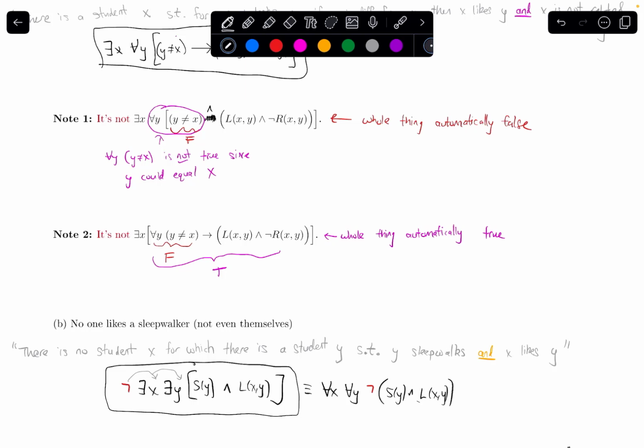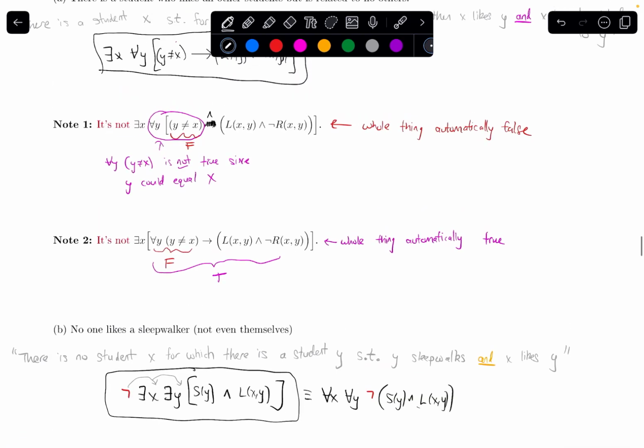I can use my other De Morgan's, which says if I have a negation in front of an and statement, I can move it inside and distribute that negation to each part, and that'll flip the and to an or. So that'll give me for all x, for all y, and then I'll get the negation of S of y, the negation of L of x comma y. And then the and switches to an or. And that's another equivalent way to write this.